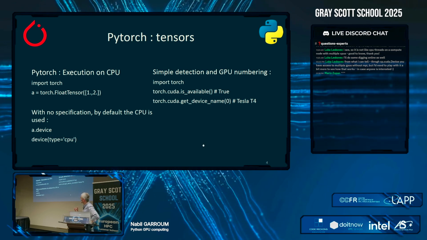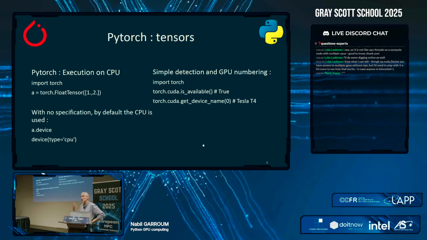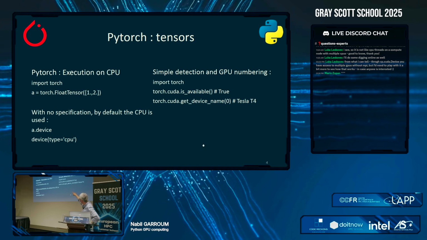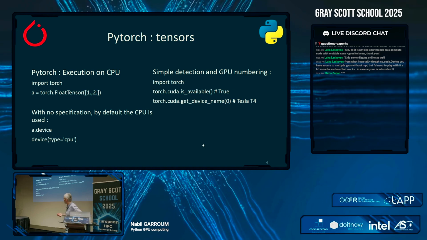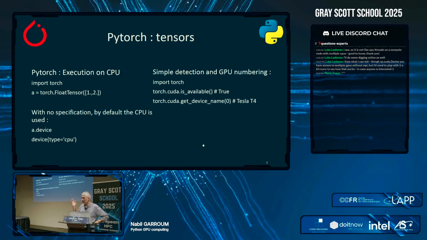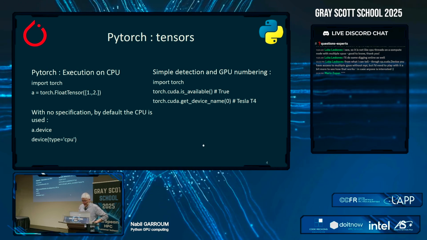But first, to see if you can do that, you have to check if you have a GPU available. There is a command for this: torch.cuda.is_available. If it says True, that means a GPU was detected. You can even get the device name to see what model you have, etc. All this we will see in the notebook later on, to see how to make sure that you have access to a GPU that is detected by your Python script.